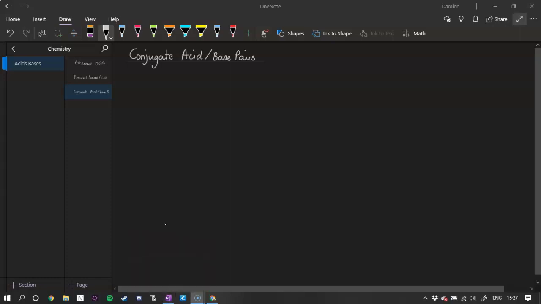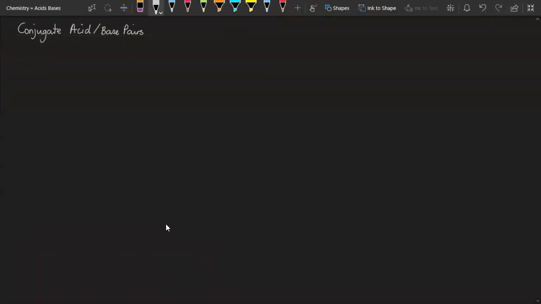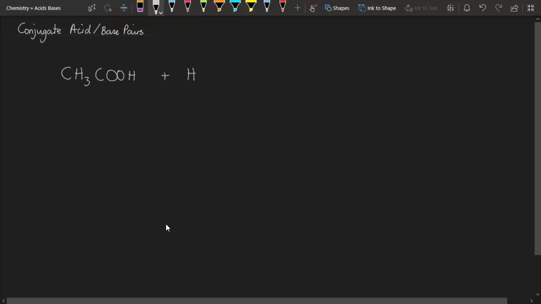So the next one we're going to have a quick look at, which should be quick enough, is conjugate acid-base pairs. So basically, a basic example is the best way to explain this. If we take something like this, which is CH3COOH plus H2O. So here we've got a similar setup to what we just had with Arrhenius and Bronsted-Lowry.